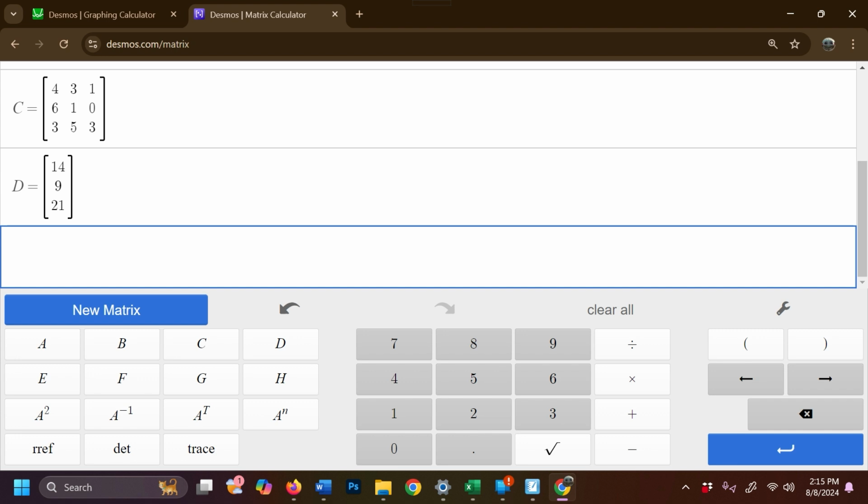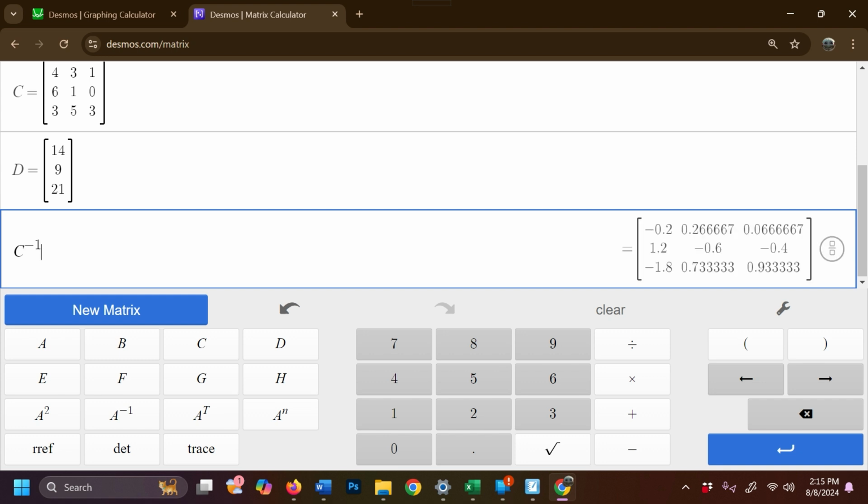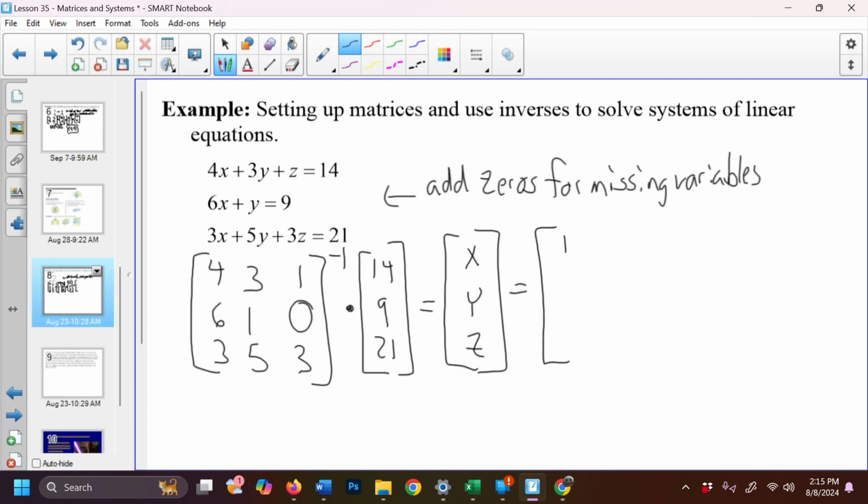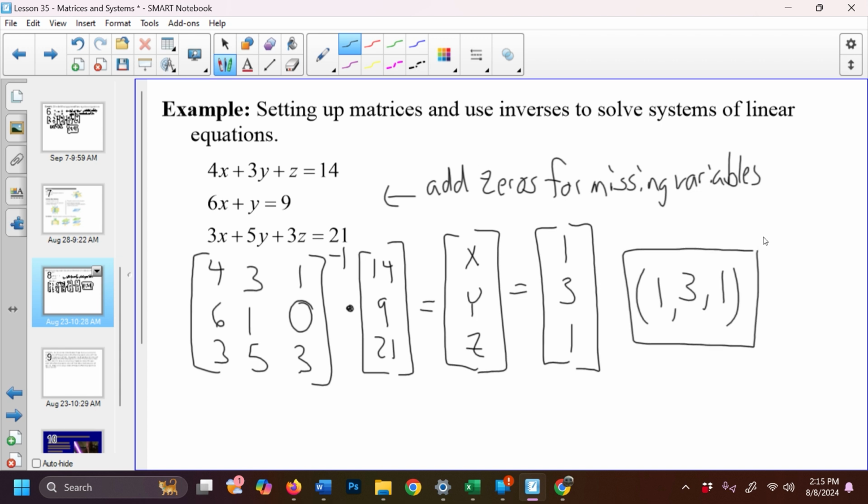And now we need to change because we need to take the inverse of C, the way that we've set it up, times D. So we'll go C, we'll hit the inverse, and then we will go just D, and then our result is 1, 3, 1, and we will finish this by making an ordered triple 1, 3, 1, and just like an ordered pair has x, y, an ordered triple has x, y, and then z.